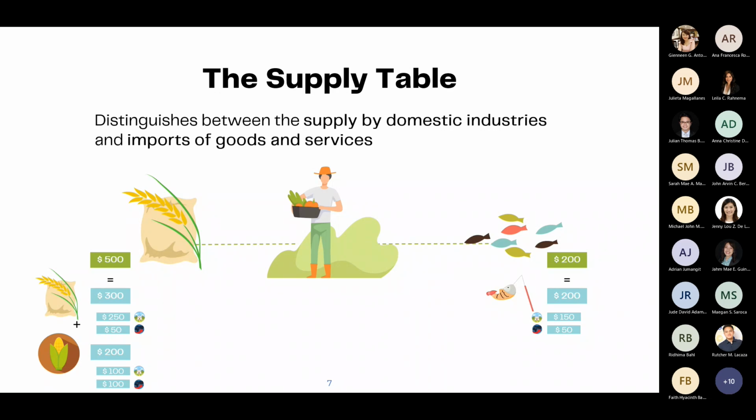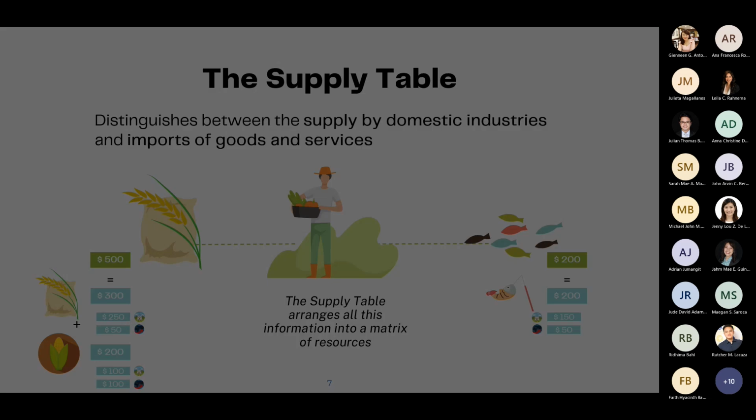So the total supply within the economy is thus just the sum of our domestic production and imports, and just a few valuations and adjustments along the way. The supply table then arranges all this information into a matrix where the economy's resources are broken down depending on who produces the resources, where it comes from, and which industries they belong to. Right. So I hope that was clear. So this is a fairly general and easy interpretation of what the supply table is for.